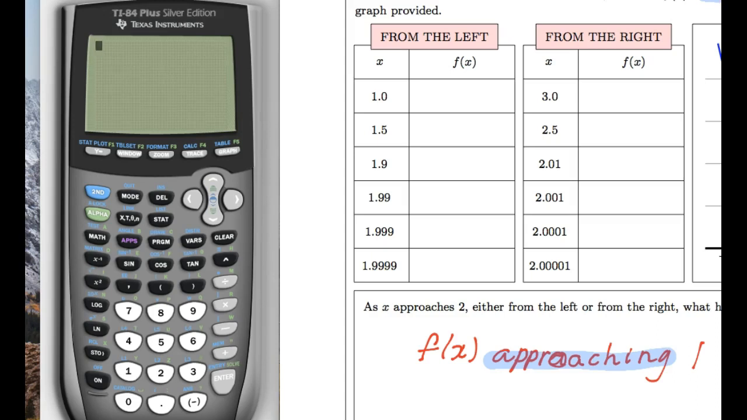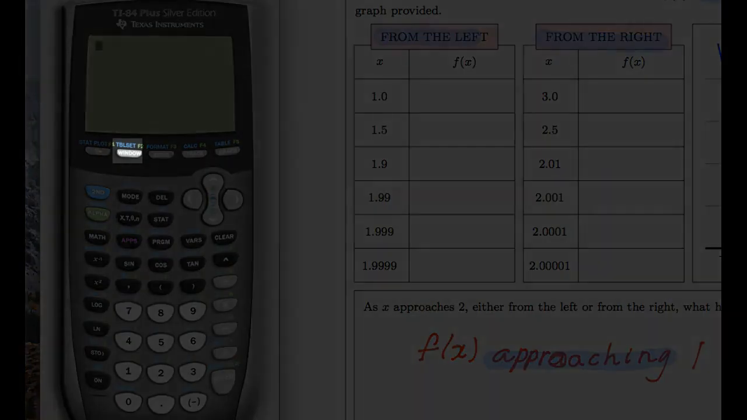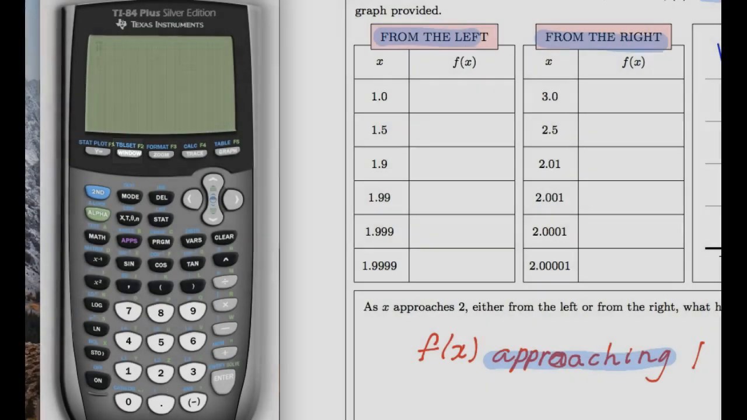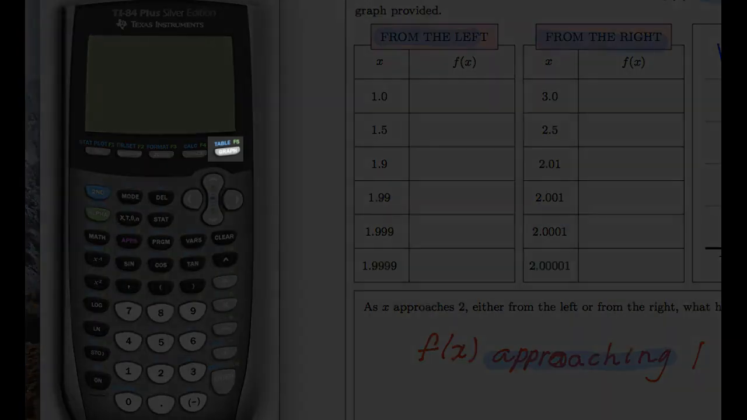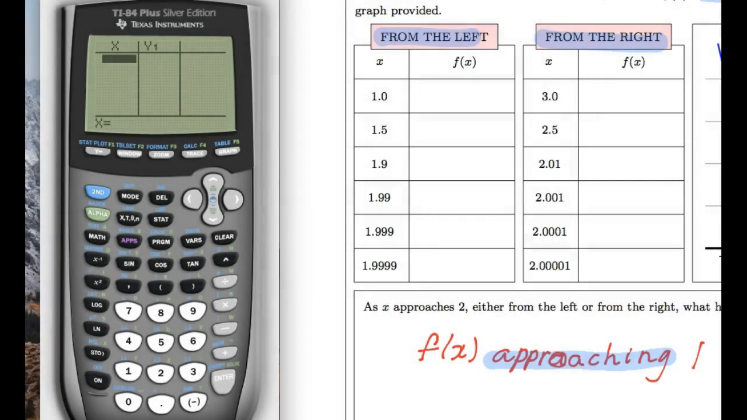We need to plug in values from the left and from the right. Notice how all these values are really specific, so I'm going to be able to enter those in my calculator. I'm going to hit second, then window, and get that blue table set. Let's cursor down and go to ask. Then I hit second mode again, second quit, and go to my table. I want that blue table, so I hit second graph. It's blank, and now I can start plugging in all these numbers.